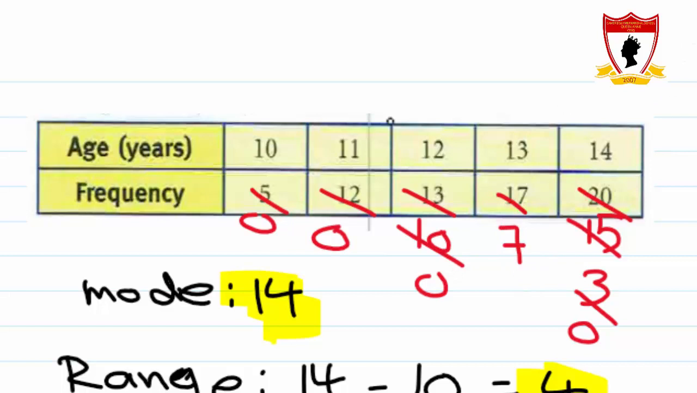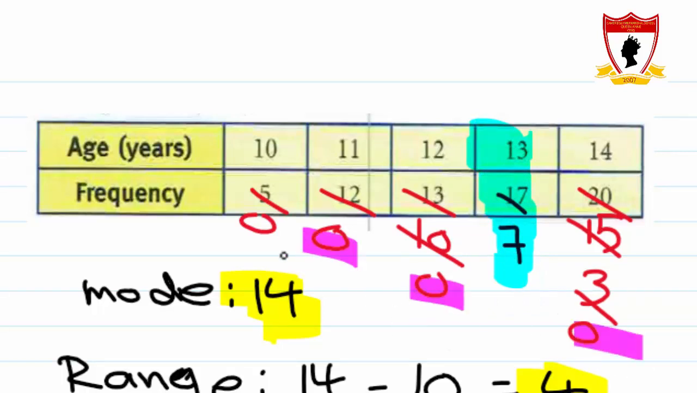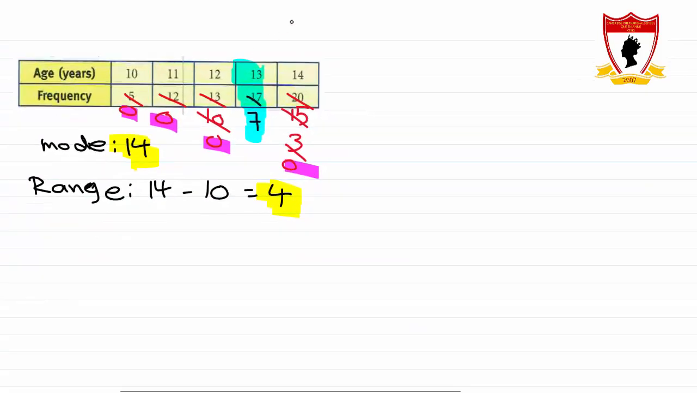So as you see, only here we have a non-zero frequency. All the other frequencies became 0. So only 13 has a non-zero frequency. That means the median is 13.